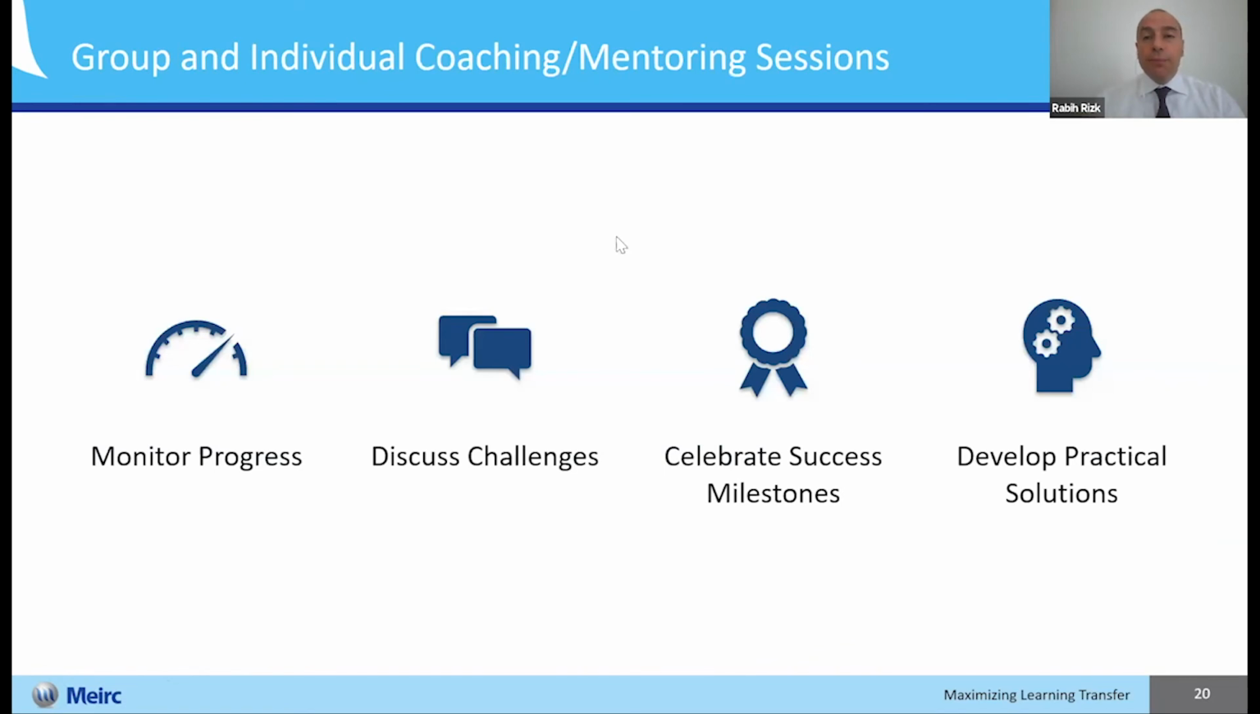The third way to transfer learning to the workplace and to implementation is to provide a kind of group or individual coaching and mentoring sessions after the training. So for that you don't have to hire a certified coach and pay a fortune. When you train adults, they have enough maturity to undergo peer learning events.